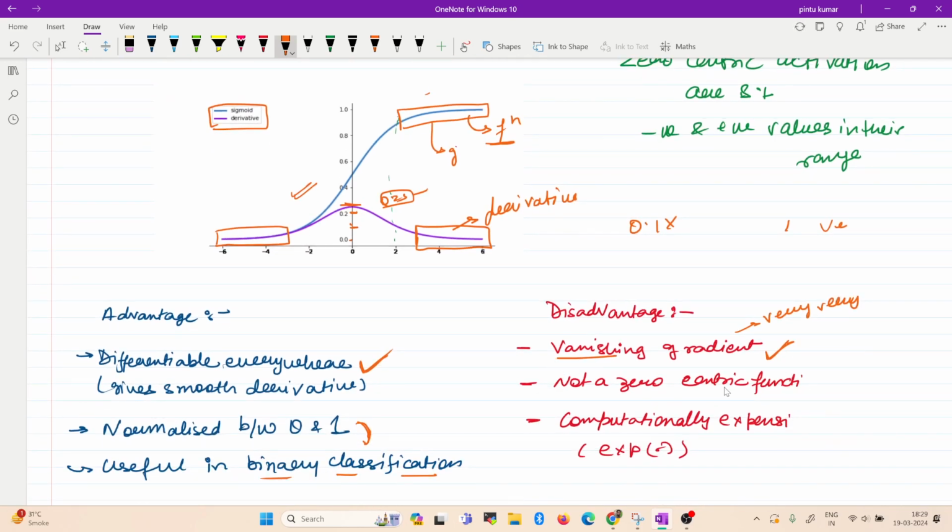Second, it is not a zero-centric function. The values it takes are in the range 0 to 1, so whatever problem we discussed with non-zero-centric functions, this will also face. Third, it is computationally expensive. You have to calculate an exponential, and exponentials are considered computationally expensive. So you have to calculate 1 plus e to the power minus x, which is computationally expensive.